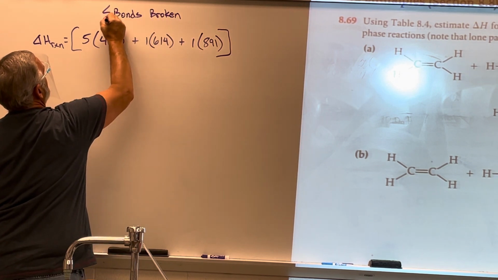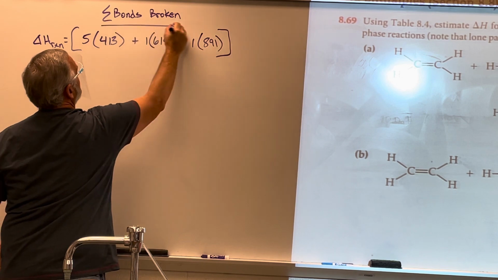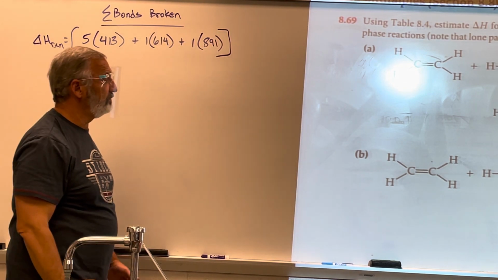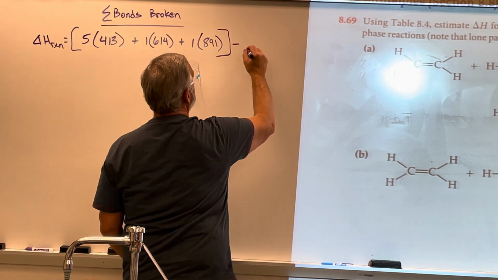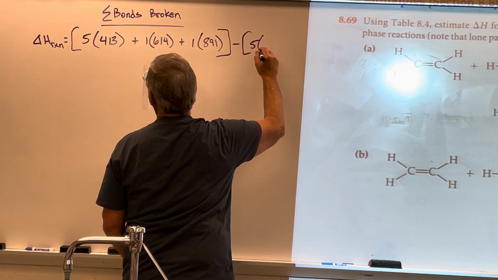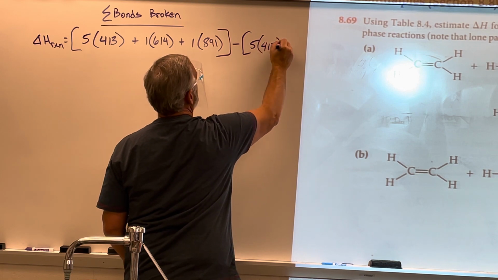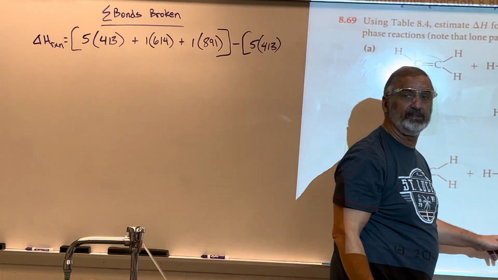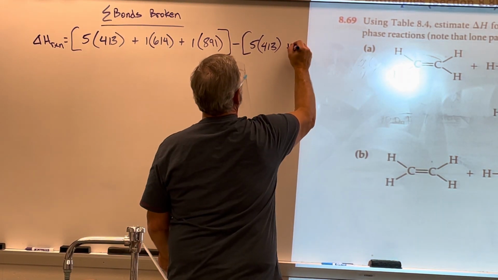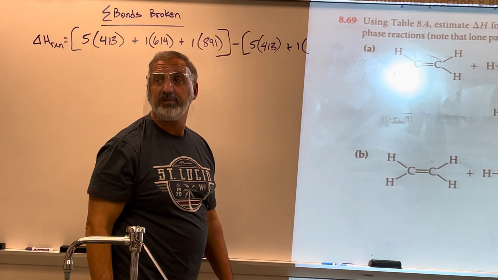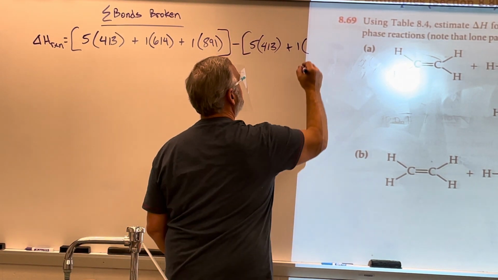It's the sum of bonds broken. Right? Now we do bonds formed minus 5 times the 413 again, because you got 5 carbon to hydrogen, 1, 2, 3, 4, 5, plus 1 carbon to carbon single bond, which is 348.